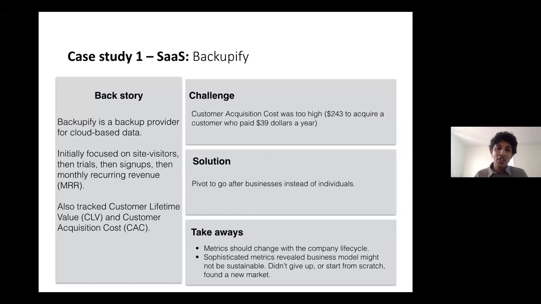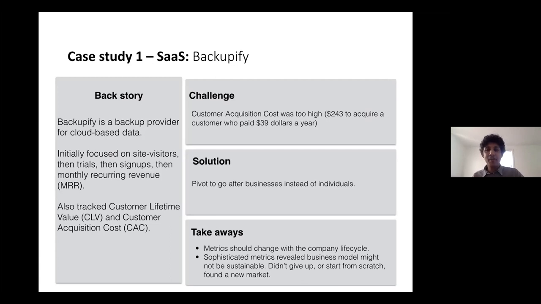So this is about a software as a service company, and it's called Backupify. Super weird name, but you know what, these startups have very interesting names. It's actually a real company, trust me. Backupify is a backup provider for cloud-based software, for cloud-based data. When it started, it initially focused on optimizing for site visitors, then for trials, then signups, and then finally monthly recurring revenue. It also tracked customer lifetime value and customer acquisition cost, all metrics that it's trying to optimize to at different stages of its life.